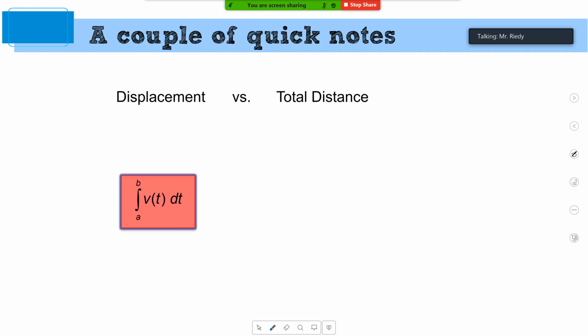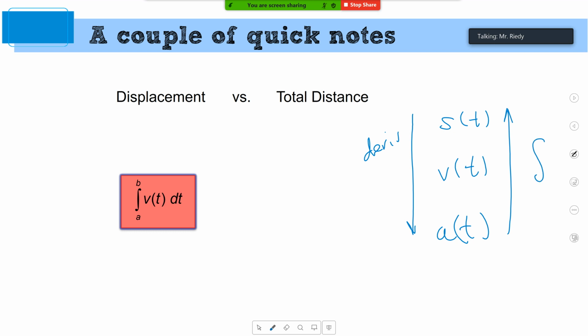So we've talked about the velocity function, and now we can incorporate integrals into that. If you want to calculate the displacement of a function, you can take the antiderivative of the velocity function. Now, why the antiderivative? Remember, we had the position function, the velocity function, and the acceleration function. If we go this way, we're taking derivatives. If we go this way, we're taking antiderivatives. So the antiderivative of the velocity is position.